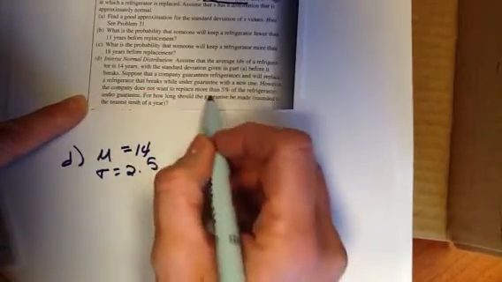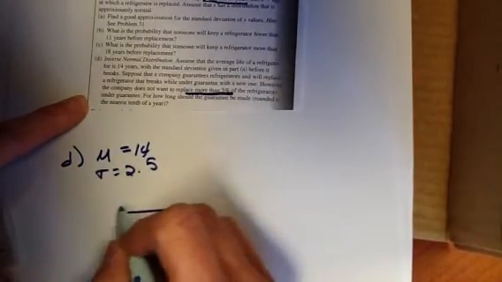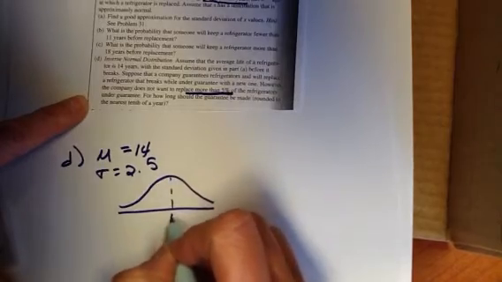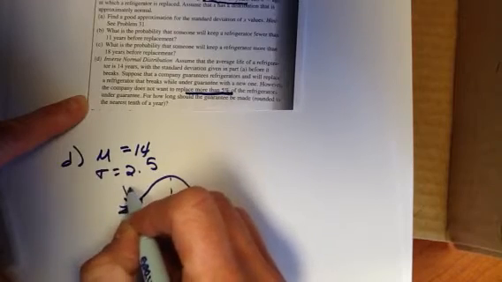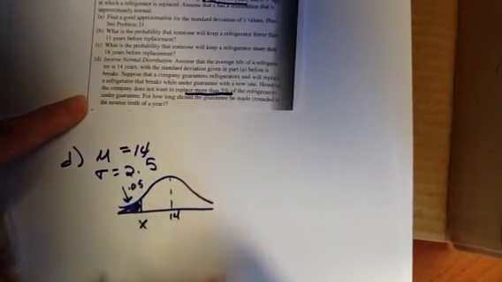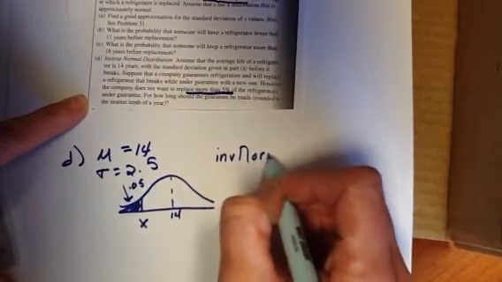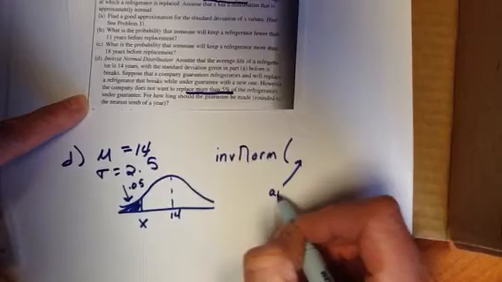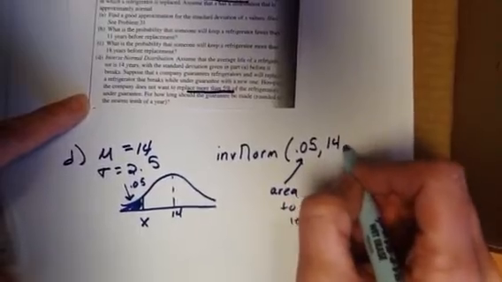Okay, on these inverse normal distributions, it's actually giving you the probability. So if we look at our curve, our center's 14, right? What this is telling us is this area right here is 0.05. It wants to know our x value. The easiest way to do this on the calculator is the inverse norm key. When we put this in the calculator, we always put the area to the left that we're looking for. So in this particular problem, that would be our 0.05. Then we put in mu and sigma.